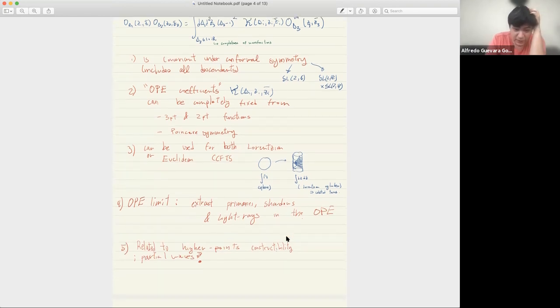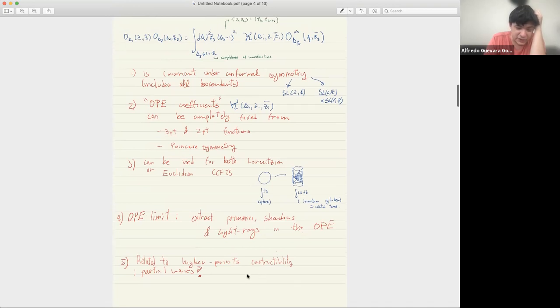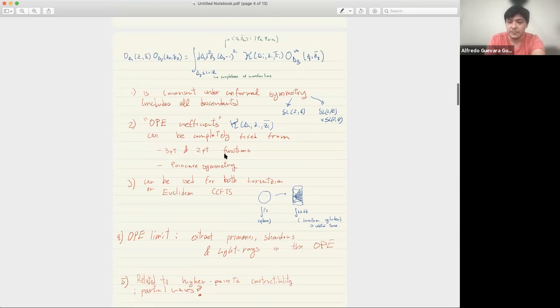All right. And okay, so the last point is to relate this, of course, to higher point, because we would like to construct, as I was outlining in the first slide, higher point functions from these OPEs.